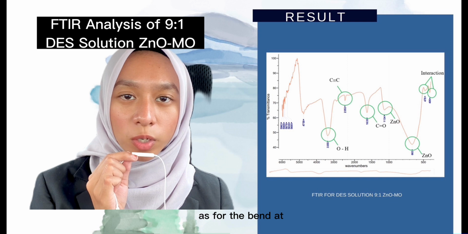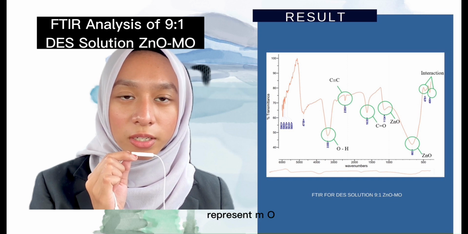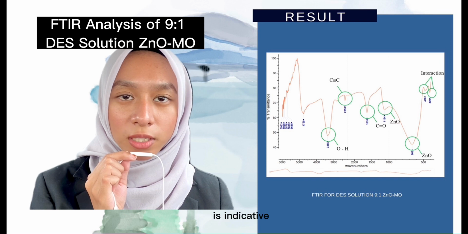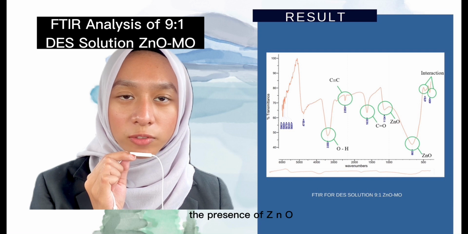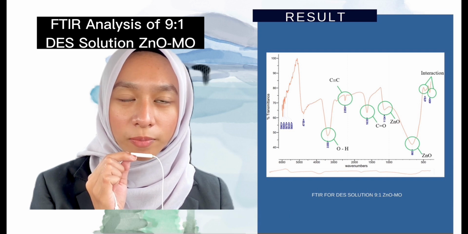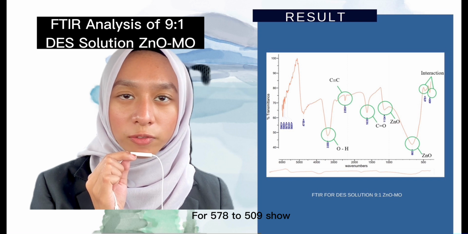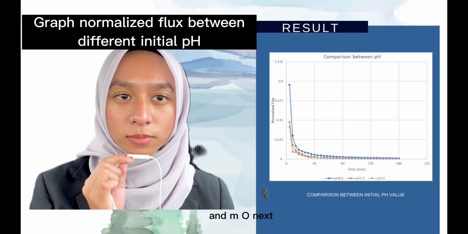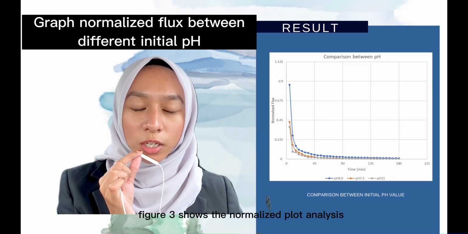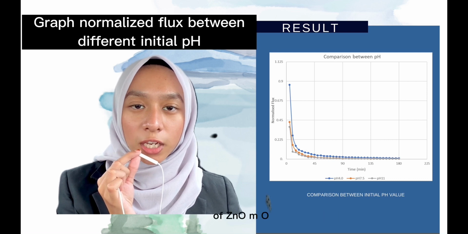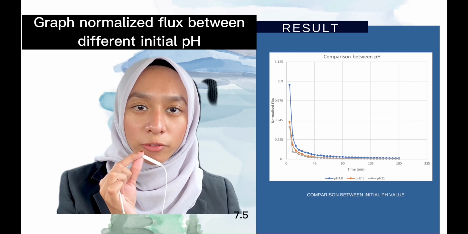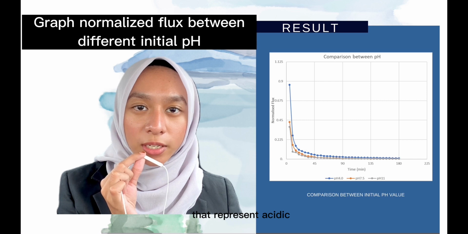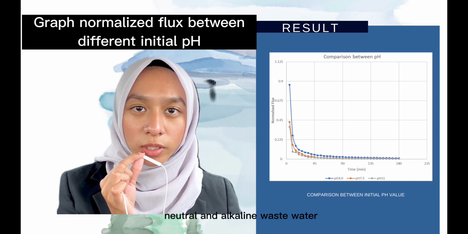As for the band at 1134 until 663, it represents MO and ZnO composite, indicative of the ZnO bond, which verifies the presence of ZnO in the MO matrix. For 578 to 59, it shows the interaction between ZnO and MO. Next, Figure 3 shows the normalized flux analysis of ZnO-MO under three different pH values, which are 4, 7.5 and 11, that represent acidic, neutral and alkaline wastewater.